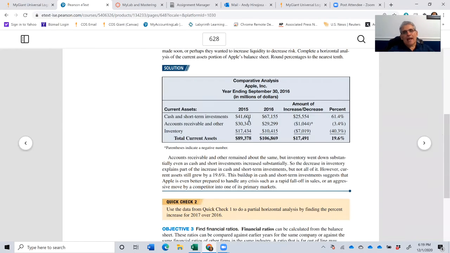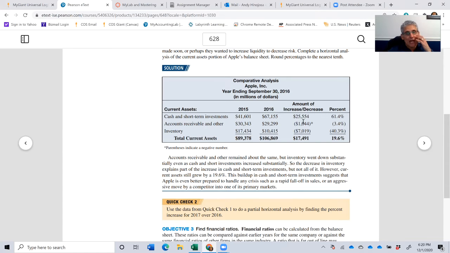And then we also do horizontal analysis, and that's comparing year to year and whether things have gone up or down. And we're going to do the same thing we did for the income statement. We're going to take the change between the 2 years. So in this case, cash and short-term investments for 2015, it was 41,601. For 2016, it was 67,155. We'll compute the difference. This minus this. We'll subtract 15 from 16, or take 16 and subtract 15. That gives us an amount of increase or decrease. In this case, it went up, so that's an increase of 25,554. So the dollar amount change was a positive 25,554.